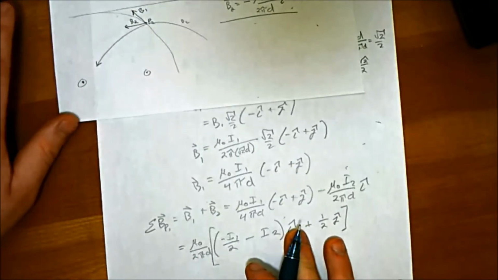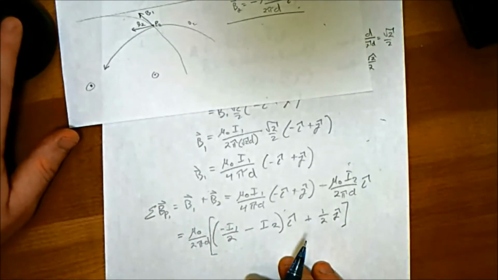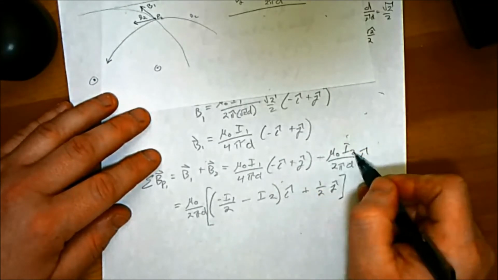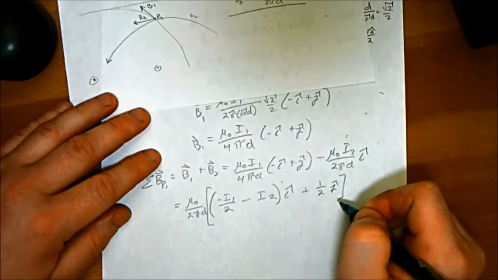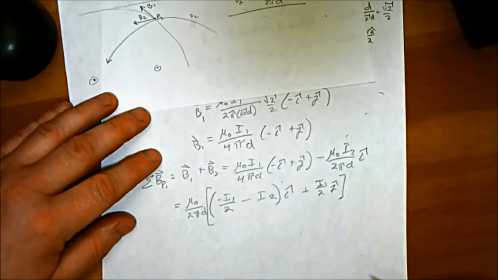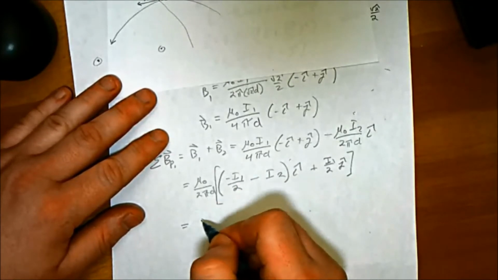Oops, I'm sorry, I got out of the recording window. And I missed an I1 here. That's 1/2 times I1. Okay, so now it's just a matter of plugging in the numbers.